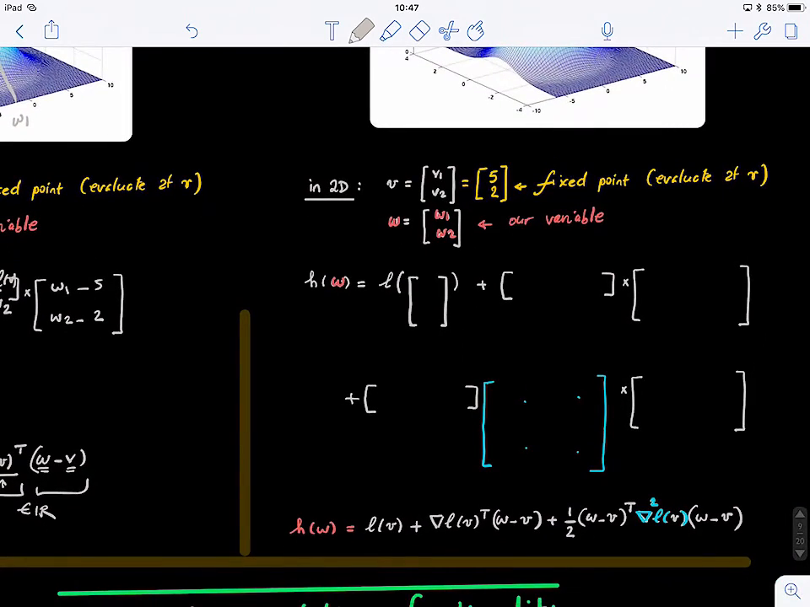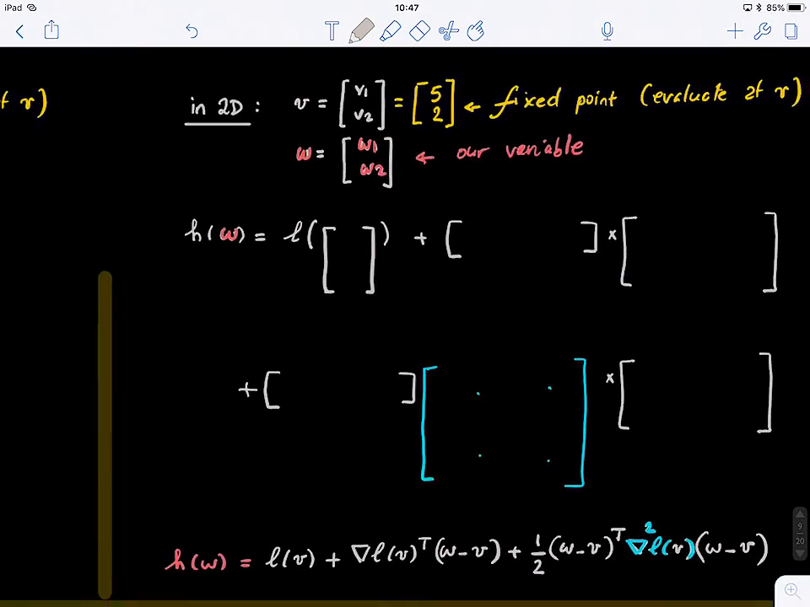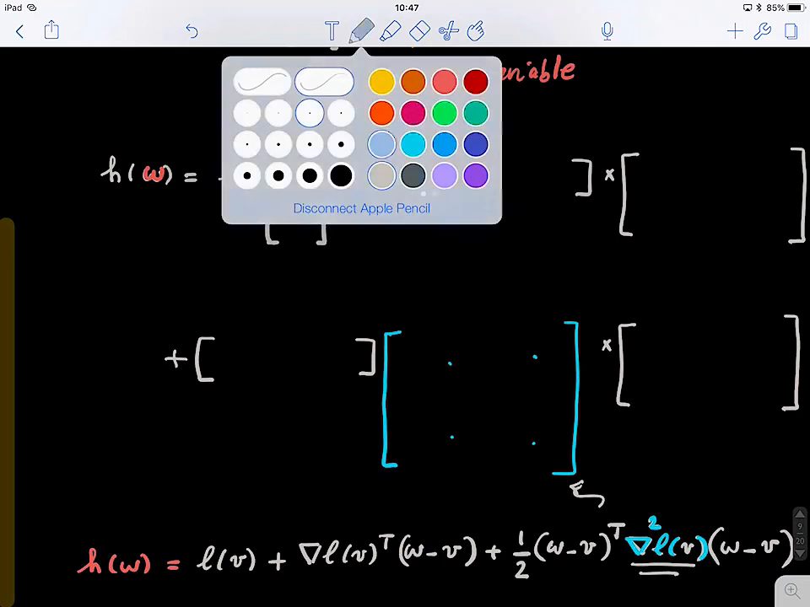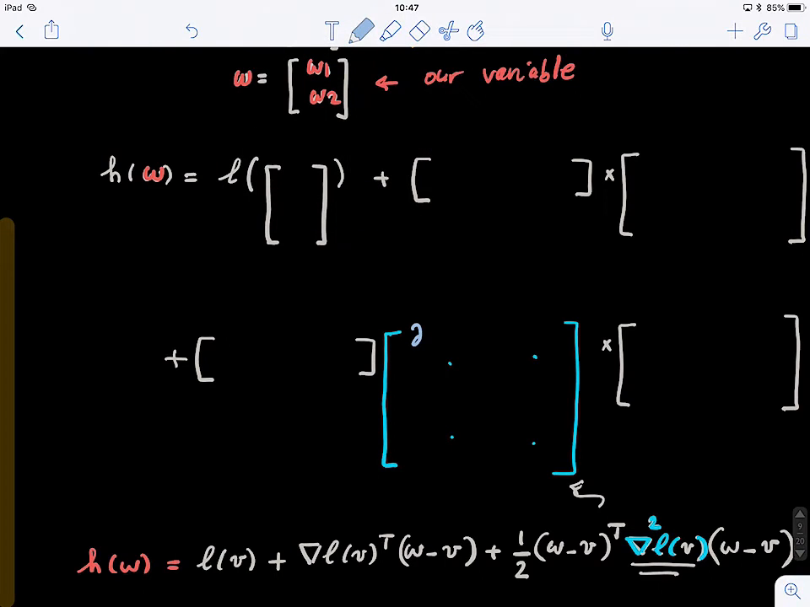Same applies for the second order. You can plug this in very easily. It should not be difficult, but you can write the Hessian matrix of our loss function. Here I'm just going to write it down for you. So it should be, we have omega 1, omega 2, omega 1, 1, sorry.